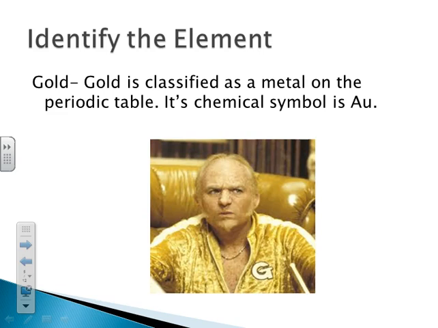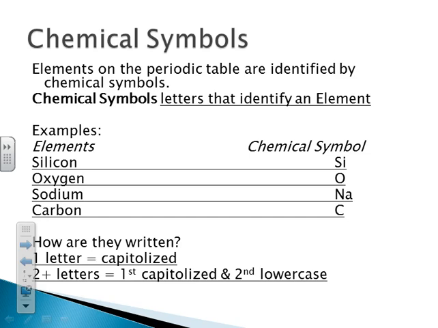Gold is classified as a metal on the periodic table, and its chemical symbol is AU. Not capital G, but AU. And notice how it's written: capitalized A, lowercase u. We're going to talk about how those chemical symbols are written in the next slide. Please put the words chemical symbol to the left, because that's your main idea for this slide. A chemical symbol is a letter or letters that identify an element.